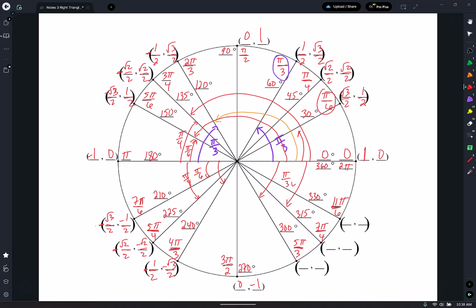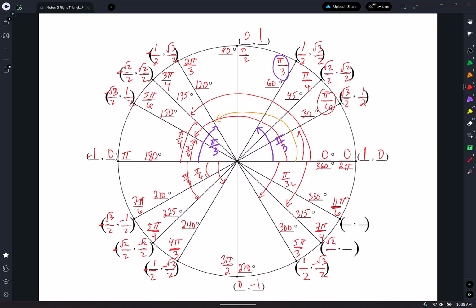Are we still okay, guys? Okay, at 300 degrees, what's my x coordinate? Which one is it? 1/2 or square root of 3 over 2? Yeah, 1/2. Be brave, guys. Be brave. This is a safe space. Negative square root of 3 over 2 for the y coordinate.